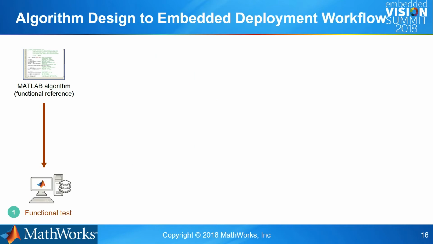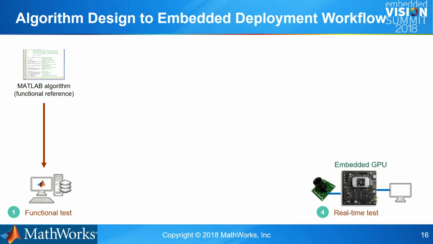So how does this all come together? Well, let's say you developed your algorithm in MATLAB. You have a functional reference. You test it out in MATLAB on your host desktop. Ultimately, let's say you want to go to an embedded GPU, right? You want to run it real time. So the process typically involves, first, a deployment test. You want to run it on a GPU, but still stay on your host, and maybe still in MATLAB, so you can actually do the testing in MATLAB.